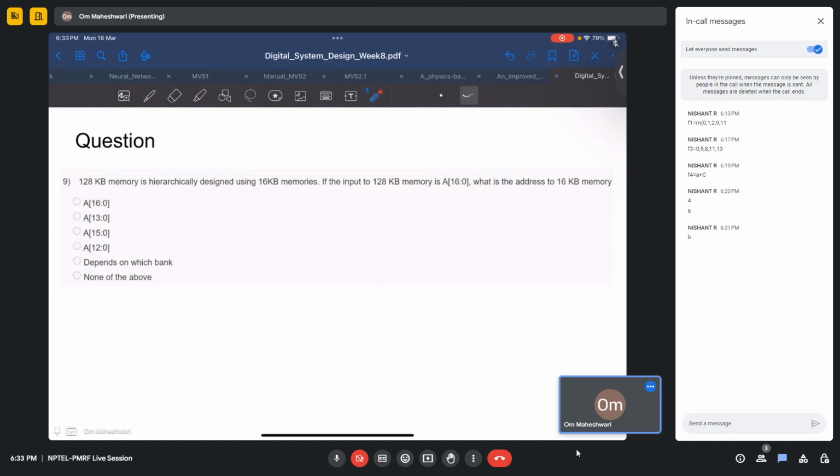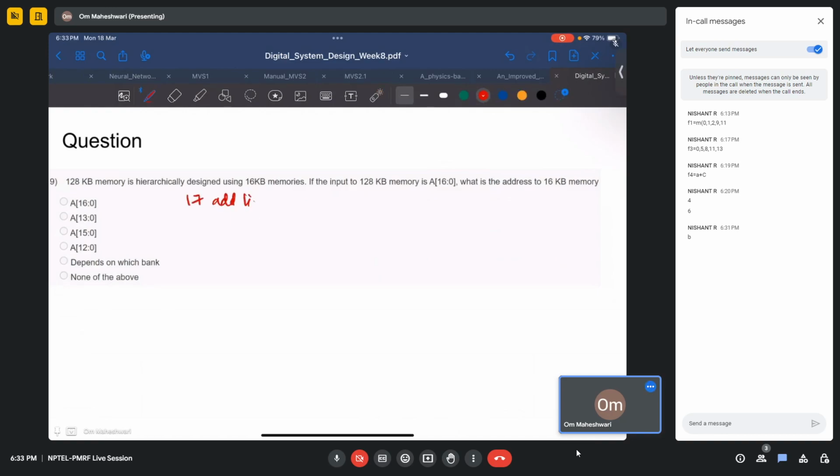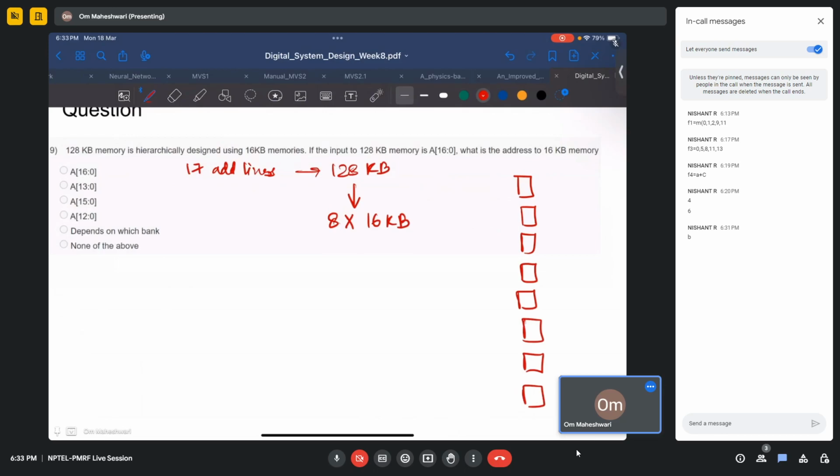Okay, so these are correct. Basically, how we can understand it: 17 address lines are required for 128 KB, which is made of 8 memories of 16 KB each. So let's say we have 8 memories, numbered 1 through 8. To address these 8, we just need 3 bits, right?